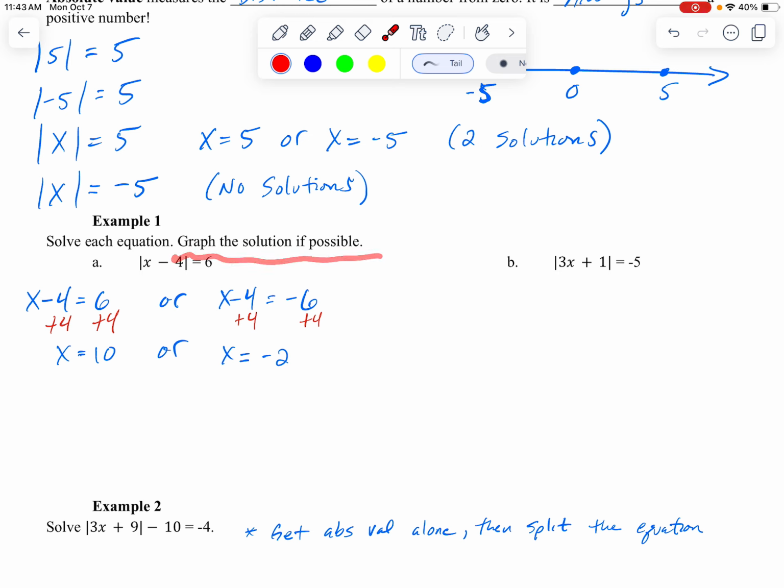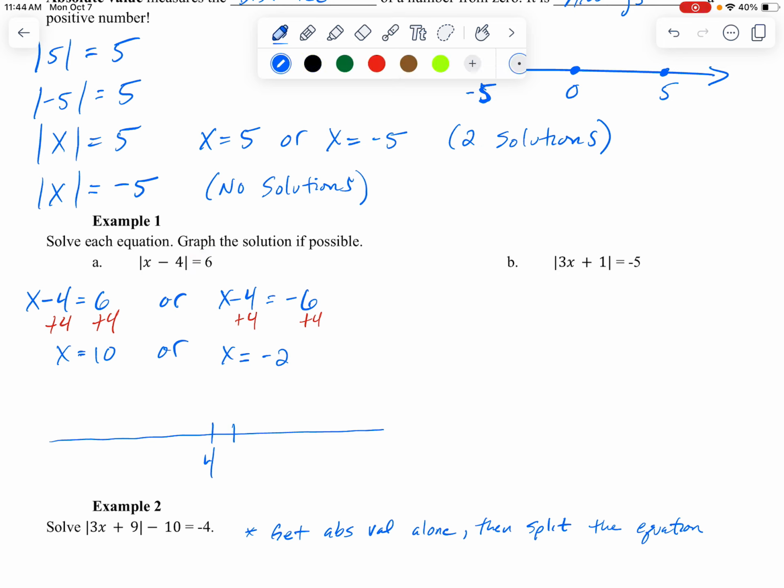This says to graph the solution if possible. We talked about absolute value being a distance, and this part will make a lot more sense once we get into graphing more of our equations. We can think of this as a number line with a distance, but this number attached to the x is going to shift that, so the center isn't going to be 0. The center would actually be 4. And you'll find that both of our solutions are 6 values away from 4.